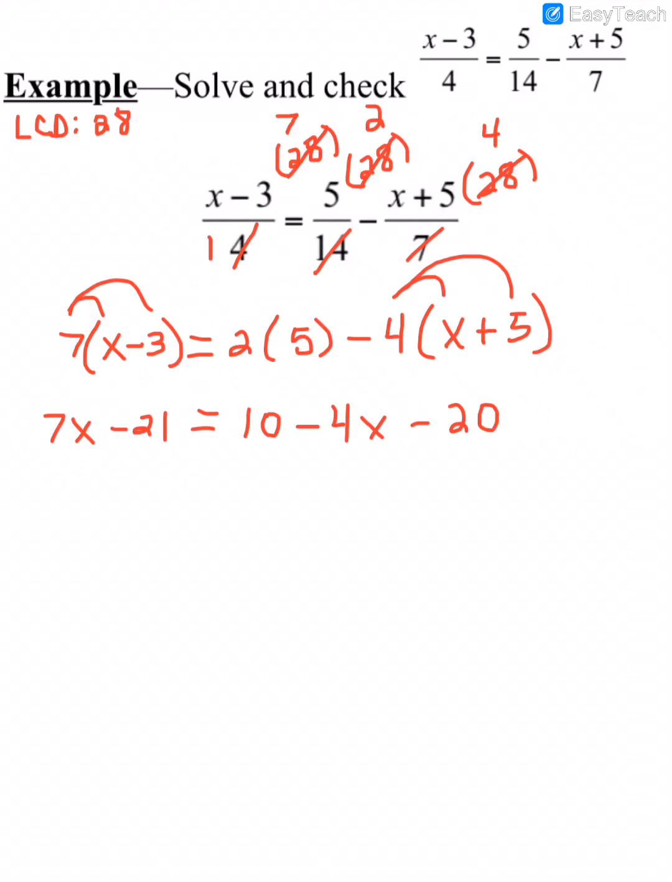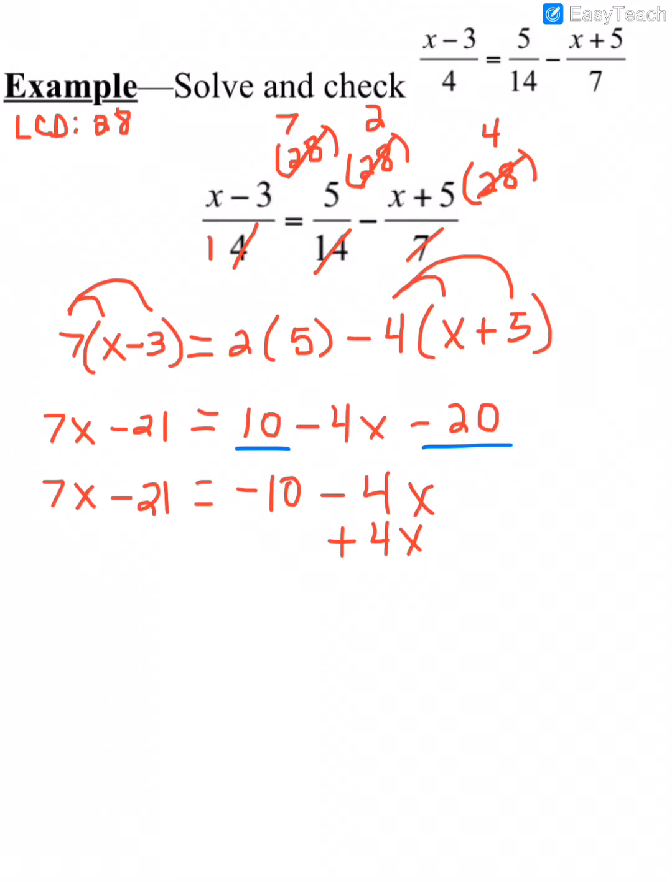Now I want to combine any like terms. Well, the only like terms are on the right side of the equation. That 10 and negative 20 are like terms. So if I combine these two, the 10 and the negative 20, then I get negative 10 minus 4x. Now I want to get my x's on one side and my stuff without x's on the other side. So I'm going to add 4x to both sides of the equation.